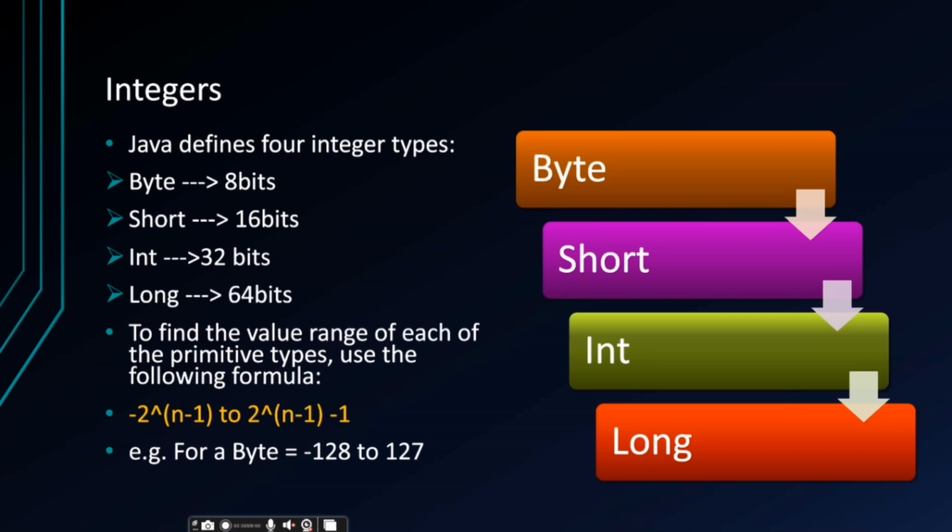To find the value range of each of the primitive types, we use the following formula: -2 to the power n minus 1, to 2 to the power n minus 1, minus 1. For example, a byte is 8 bits long. So n here represents the number of bits that your type holds. So we simply say -2 to the power 8 minus 1, and then 2 to the power 8 minus 1, minus 1. That's the range that we get: -128 to 127. You can just try it on your calculator.